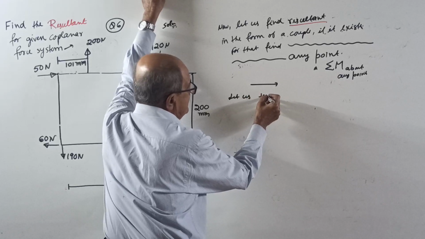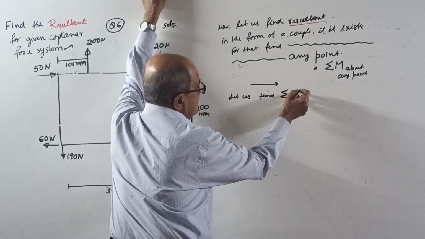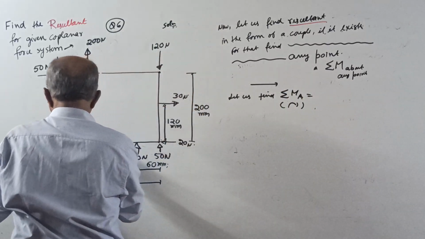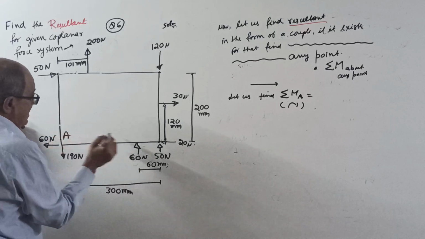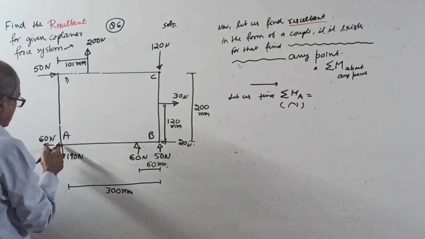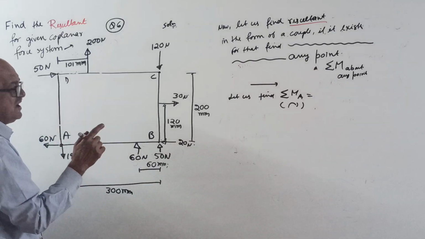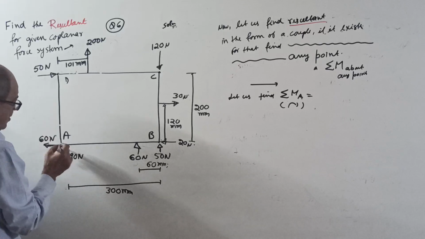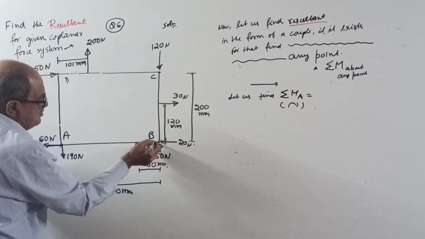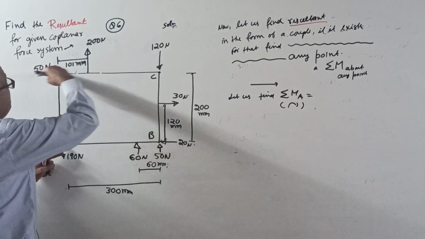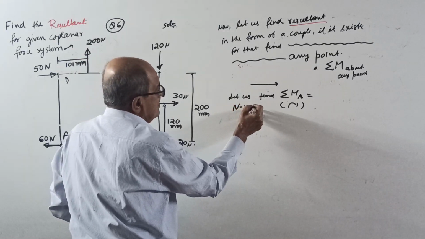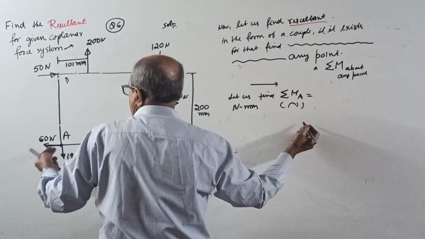Okay, let us start. Let us find sigma M about A, with clockwise positive. Take points A, B, C, D. Take moment about A. I will not write those terms which are zeros: 60 into 0, 190 into 0, and even this 20 into 0. So the remaining is 50 into 200, clockwise. The moment will be in Newton millimeter.